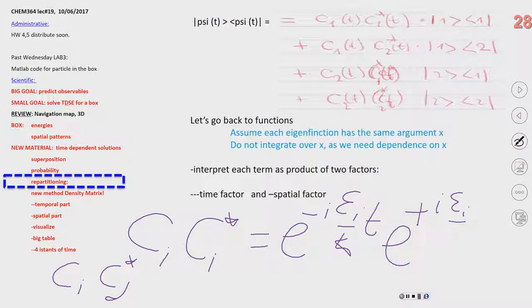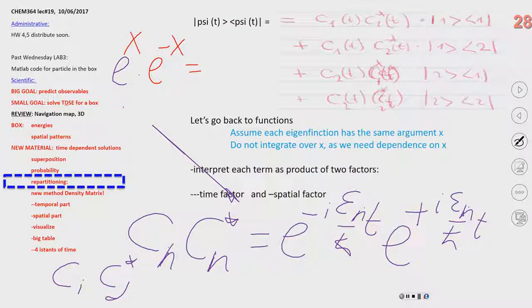So if the indices coincide in this product, it means you have e to the minus I energy number I divided by h bar t times e to the plus I e sub I. I is not a good number. Let's put n. Otherwise, it will be too ambiguous. N divided by h bar t, right? And now you have exponentials with opposite signs in the power, which will be equal to what? Like e to the power x times e to the power minus x, which is e to the x times 1 over e to the x equals what?